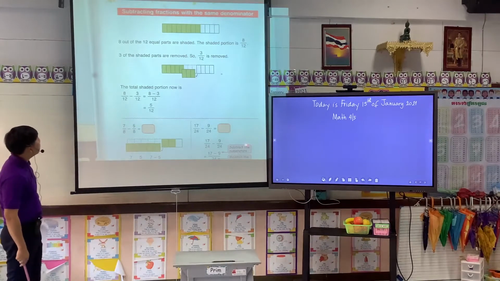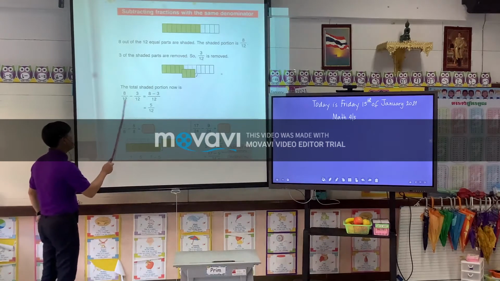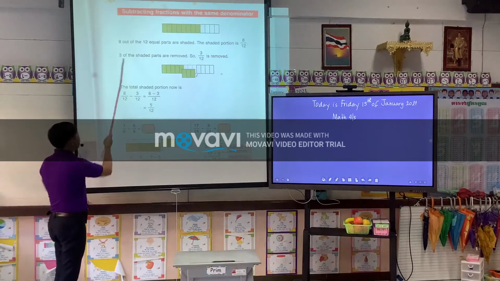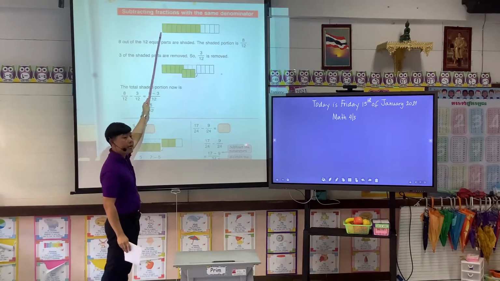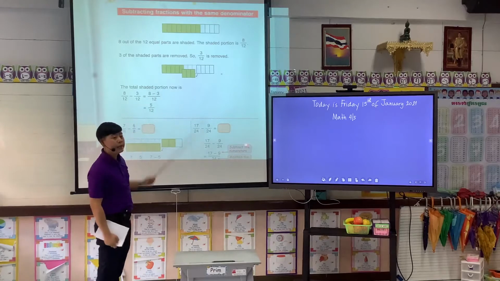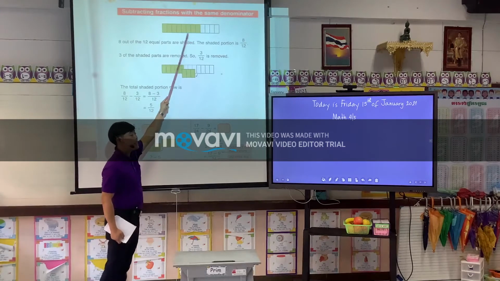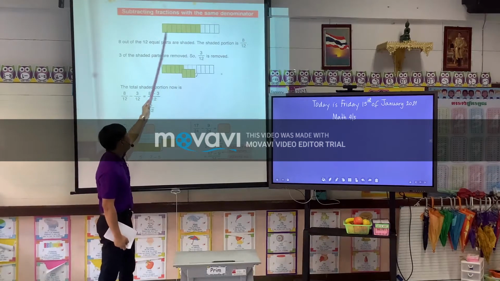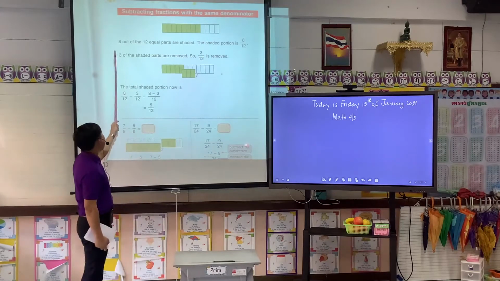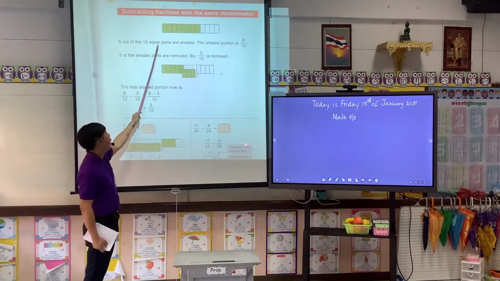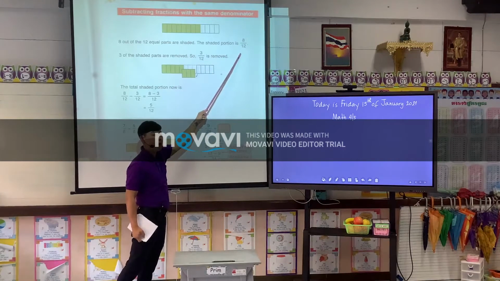Okay, so subtracting fractions with the same denominator. We say the denominators are the same, right? Look at the shapes. The shape has been divided into 12 equal parts. Okay, so 8 parts have been shaded, and the remaining part, which is not shaded, equals 4 parts. So 8 out of the 12 equal parts are shaded. The shaded portion is 8 over 12.